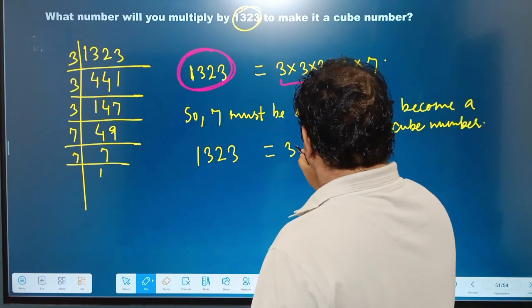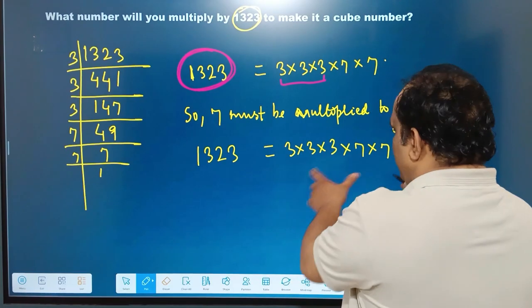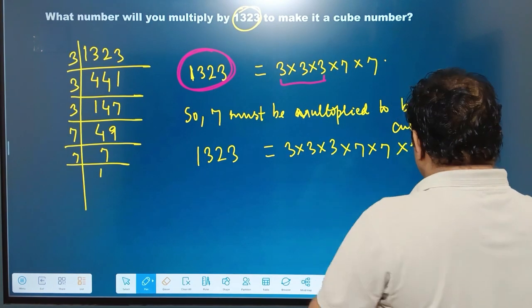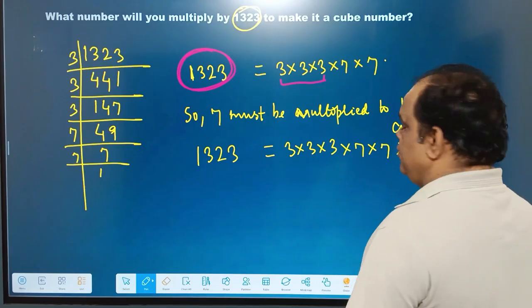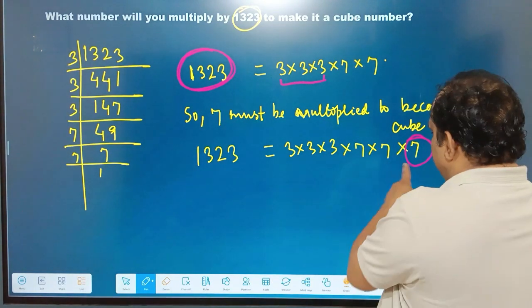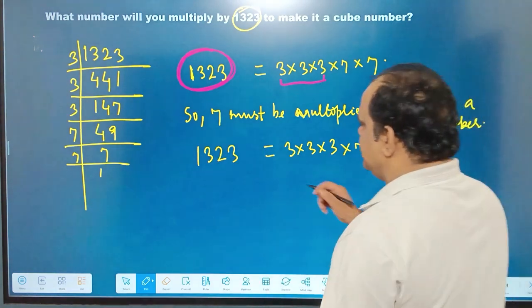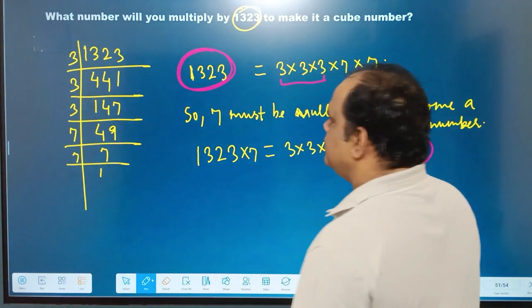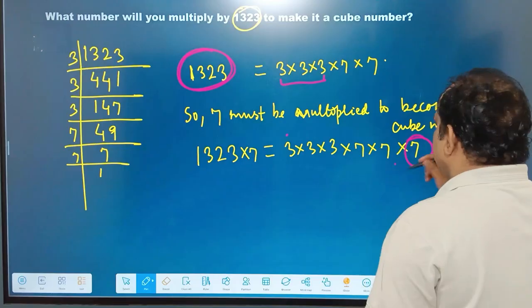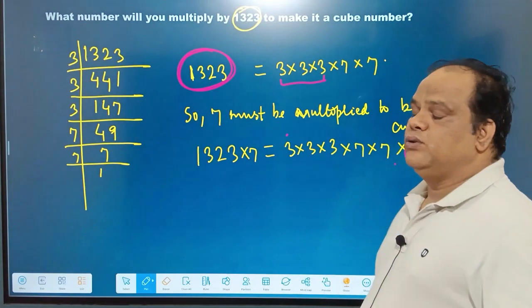So this would be 3 into 3 into 3 into 7 into 7. Now we are multiplying 7 this side. I'll do it this way so that you understand that we have multiplied extra. If we have multiplied this side, it means you have to multiply 7 this side also. So multiplying both sides by 7, because otherwise the 7s cancel and the number remains the same.